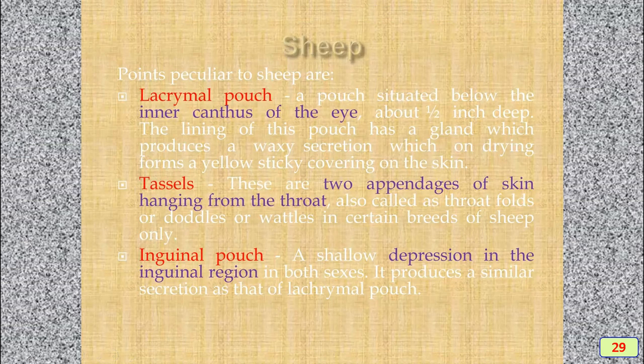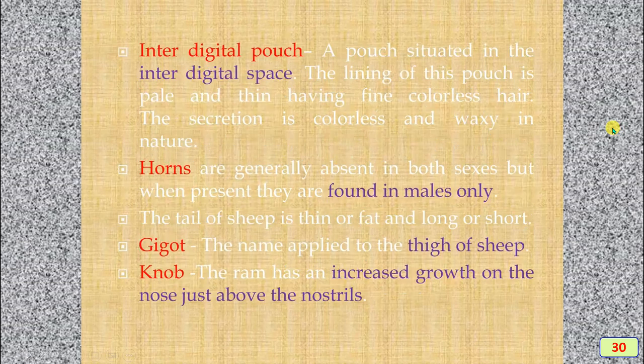Apart from that, tassels are the two appendages of the skin hanging from the throat, also called throat folds, doodles or wattles, found in certain breeds of sheep only. The lacrimal pouch is a pouch situated between the canthi of the eye. The inguinal pouch is a shallow depression in the inguinal region in both sexes. Then interdigital pouch, horns, and gigot, the name applied to the thigh of a sheep.